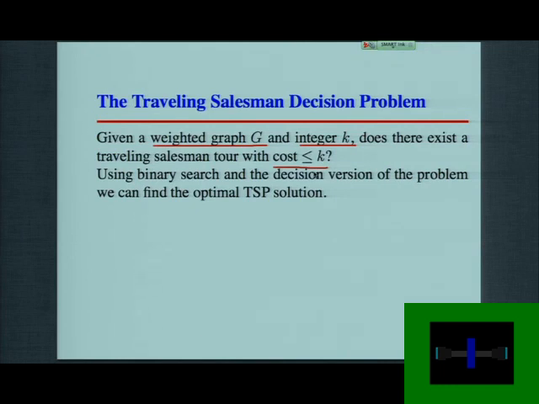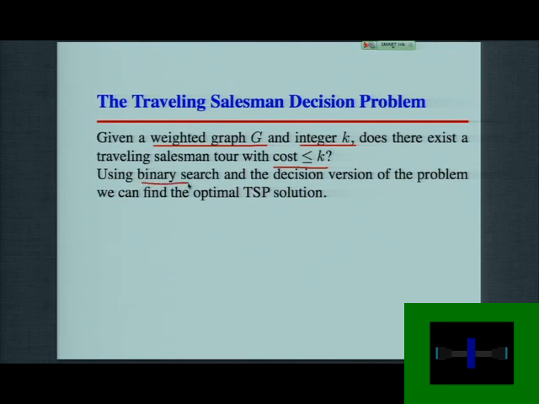Suppose I gave you a fast way to solve the traveling salesman decision problem, where for any graph and any bound, I told you, is there a solution of that bound? Okay, better or equal to that bound. Could you use that to find exactly what the size of the traveling salesman tour is? Well, we could use a linear search or we could use a binary search.